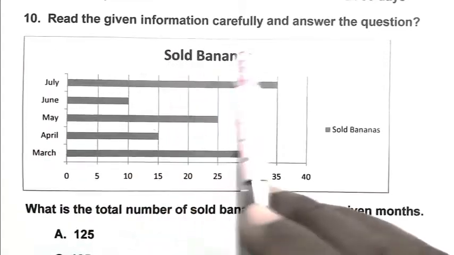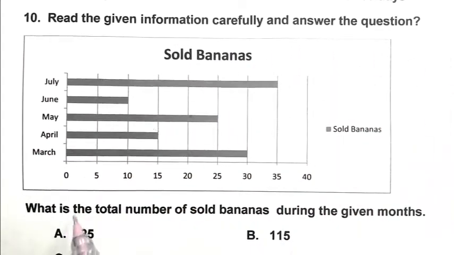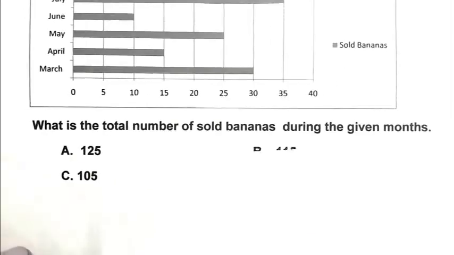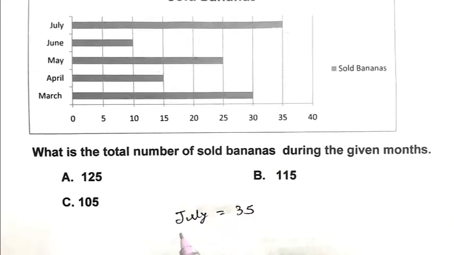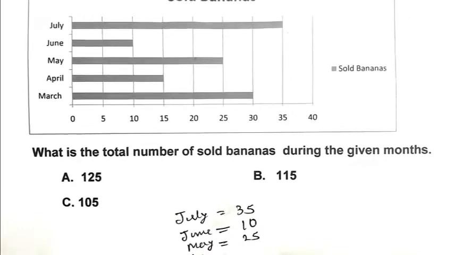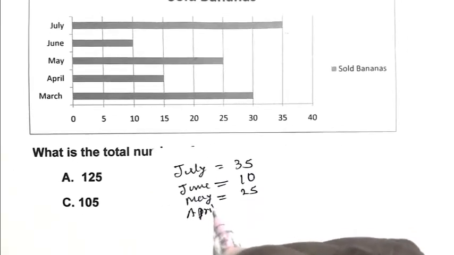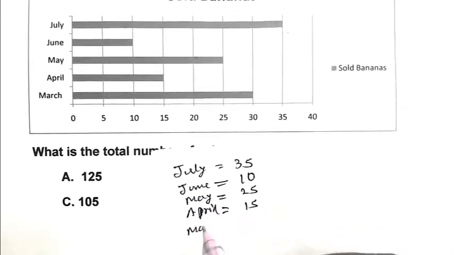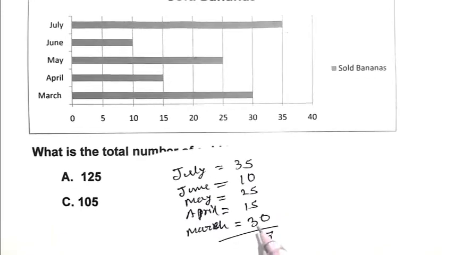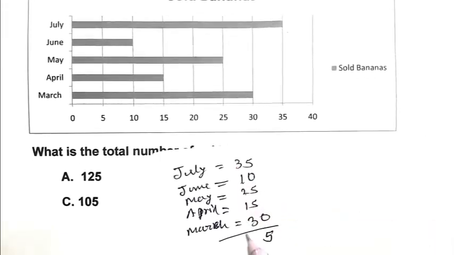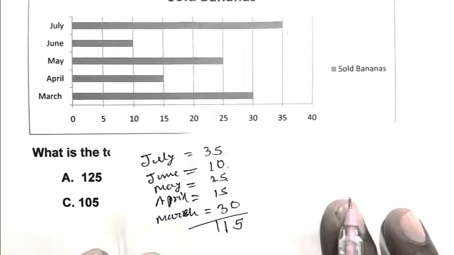Question number 10. Read the given information carefully and answer the questions. What is the total number of sold bananas during the given months? So we can calculate it from the figure: July 35, June 10, May 25, April 15, and March 30. Adding, we get 115. So B is the right answer.